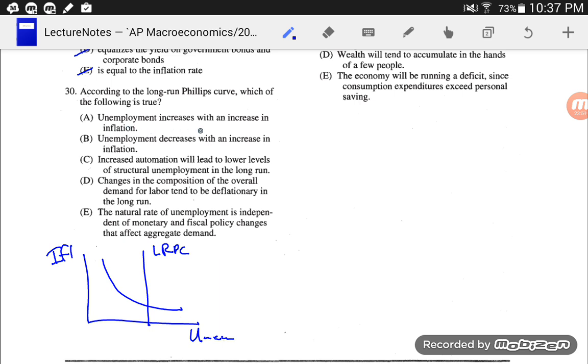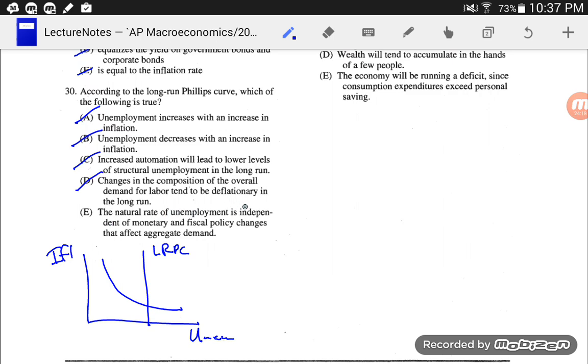So unemployment increases with an increase in inflation? No. Unemployment decreases? No. Increased automation will lead to lower levels of structural... No, doesn't show that. Changes in the composition of the overall demand of labor tend to be deflationary in the long run? No.